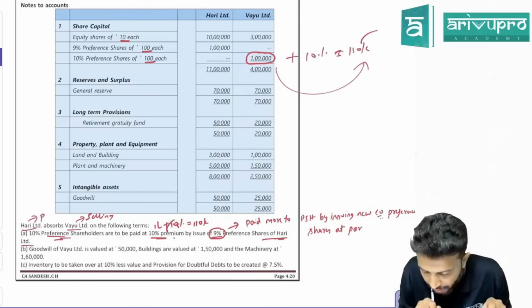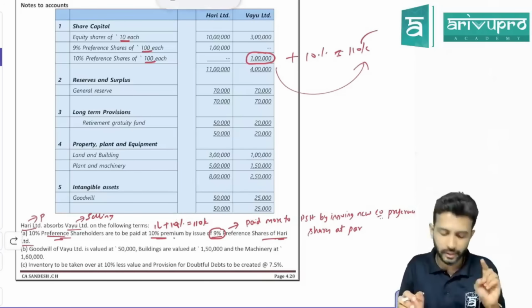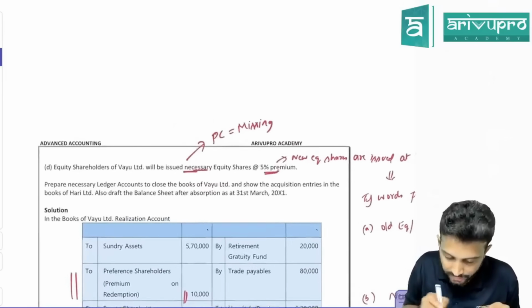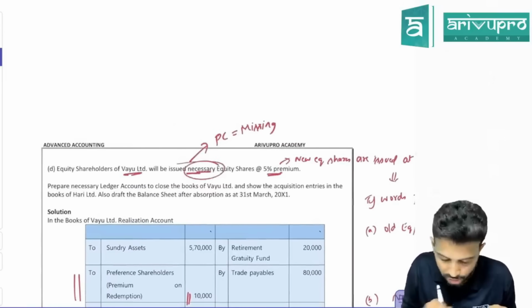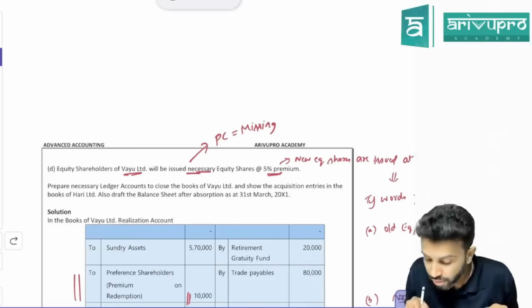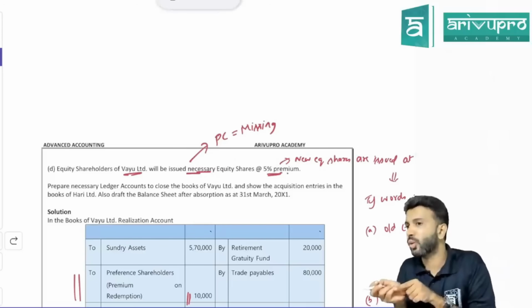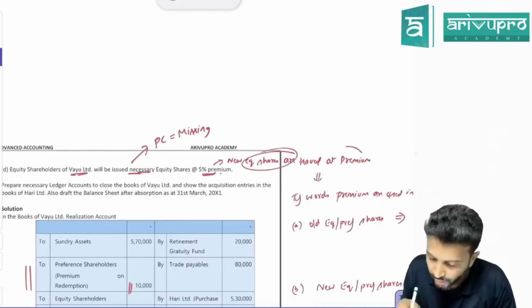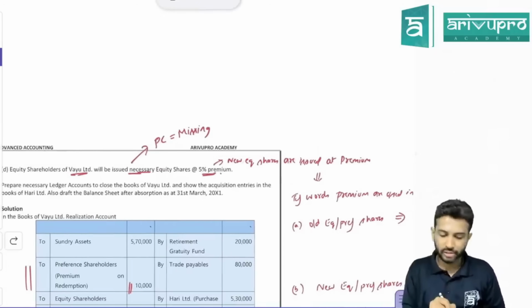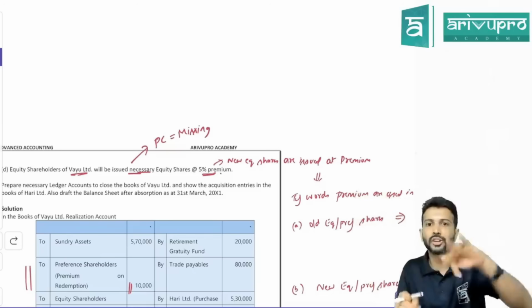Suppose this word premium comes after new preference shares. Then it means new preference shares are issued at premium. Like check this: equity shareholders of YO Limited will be issued necessary equity shares at 5% premium. Now where did this word premium come? Next to the old one or after the new one? After the new one. So what does this mean now? New equity shares are issued at premium. So the word premium is the killer there. That is the driving point whether the new ones are issued at premium or not.